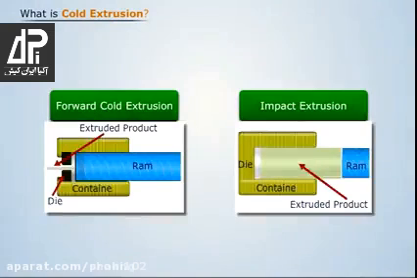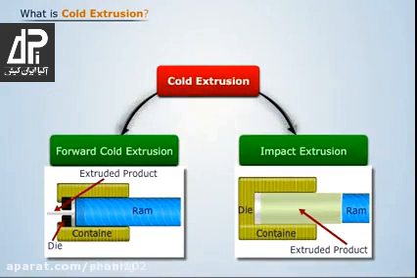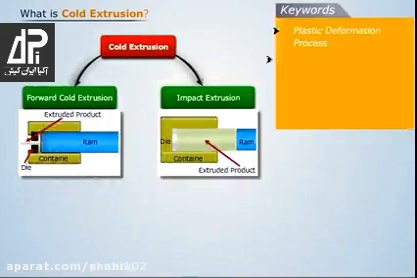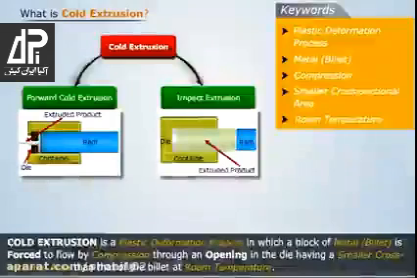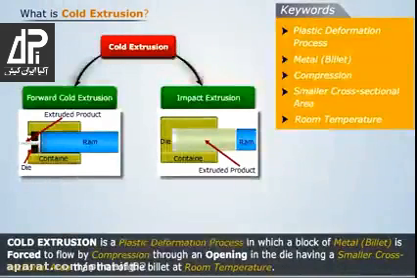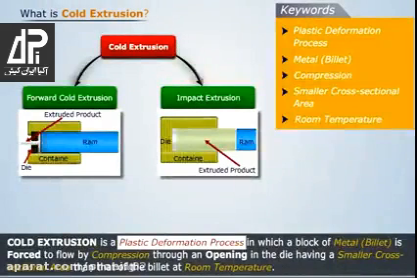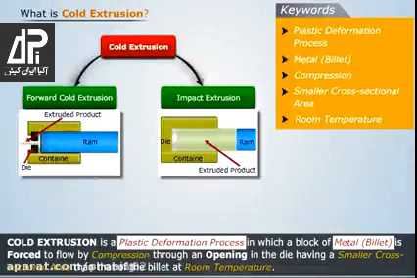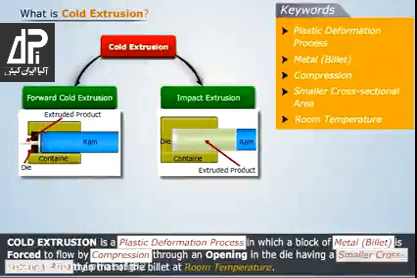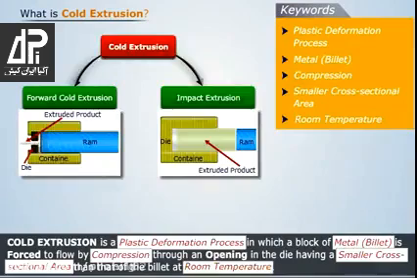Thus, we can say that the process where the metal gets deformed plastically without heating is called cold extrusion. Thus, we can define cold extrusion as a plastic deformation process in which a block of metal is forced to flow by compression through an opening in the die having a smaller cross-sectional area than that of the billet at room temperature.